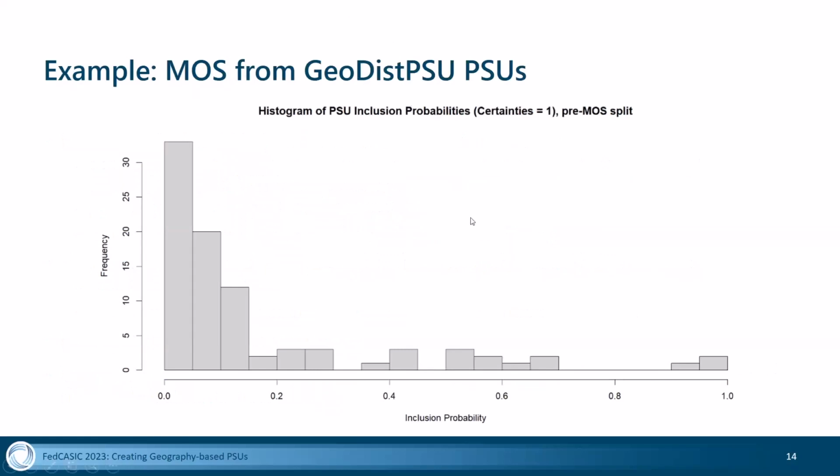So here I've got the measure of size from what we had earlier, and you'll see we have one certainty under the existing thing, and we haven't split it yet. So we haven't taken the measure of size into account. This is the distribution. In a perfect world, you have pretty even measure of size in your PSUs.